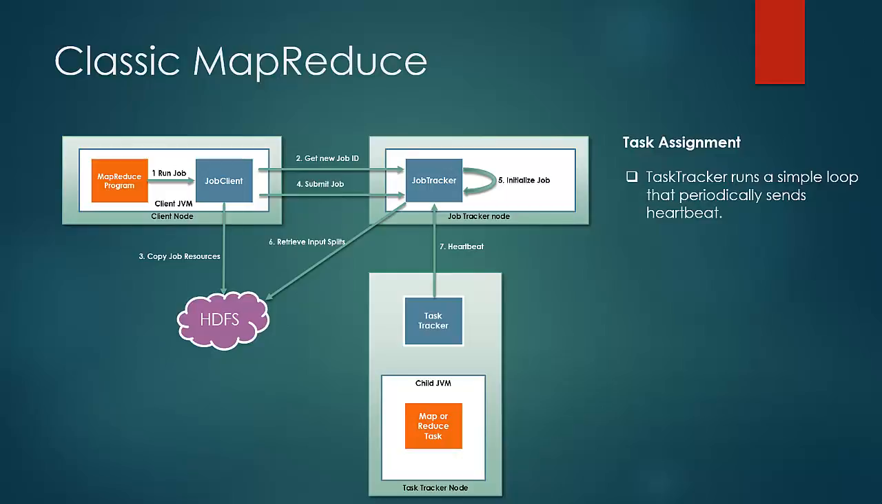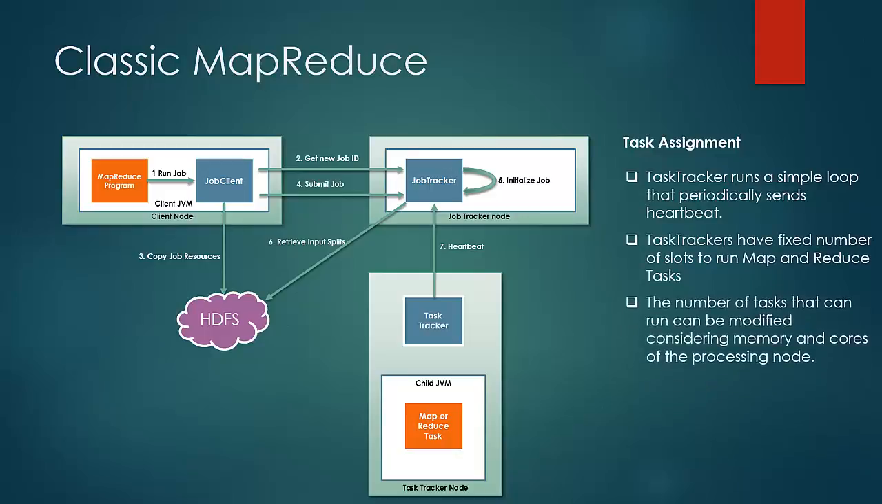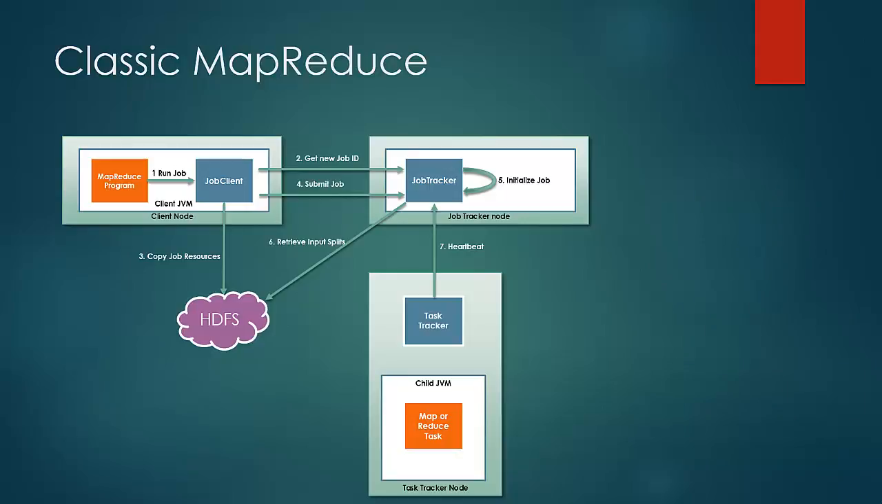A single task tracker can run more than one MapReduce task at a time. Thus, a single task tracker machine can have multiple slots to run tasks. The number of slots depends upon the computing capacity of the machine. The main deciding factors are the RAM and the cores of the CPU. Now the job tracker knows which task trackers to assign, and it assigns them the tasks. So after this comes the task execution phase.